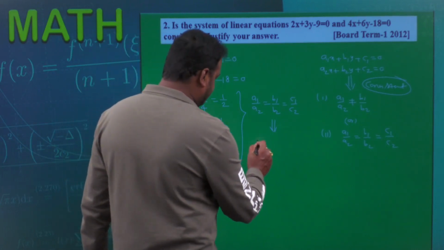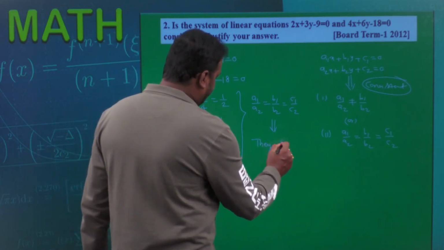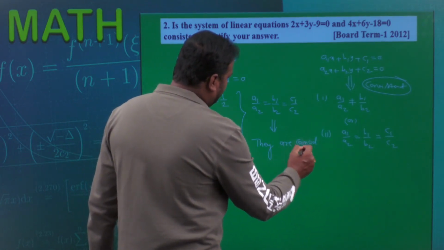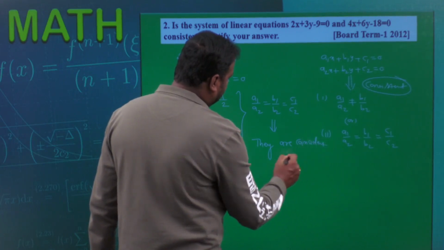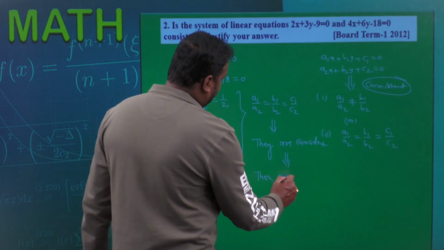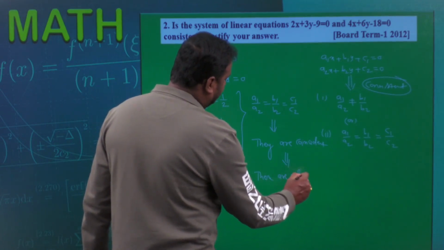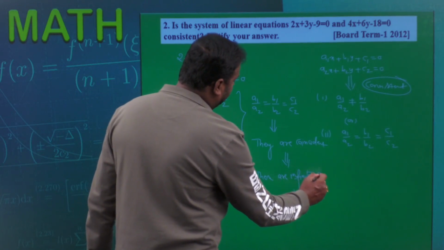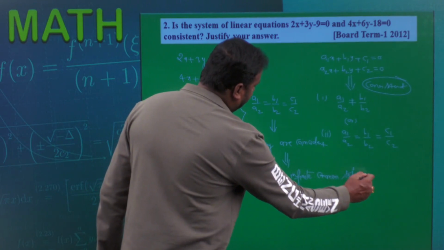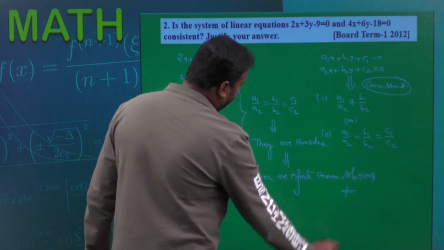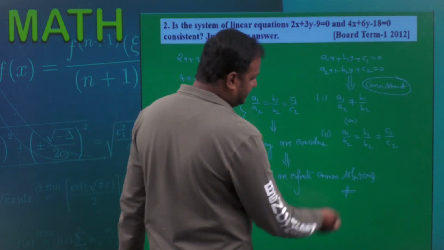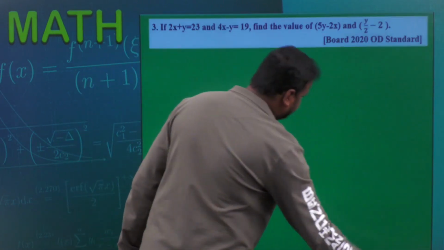So they are coincident. So what about the number of solutions? There are infinite common solutions. Right? So this is the way to check whether they are consistent or not. Of course they are consistent. This is the condition for consistency.